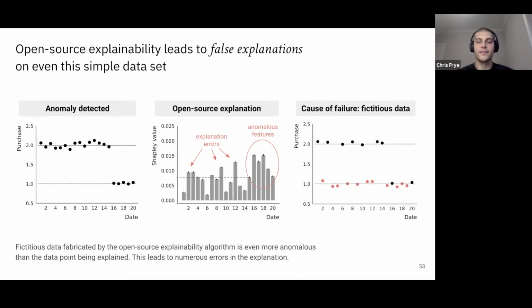And in fact, this fictitious data point is even more anomalous than the true anomalies that exist in this data set, because the spending pattern here, if you take it at face value, just flip-flops numerous times between type 1 and type 2. And as we can see back in the middle plot, this leads to a really uncontrolled open source explanation with numerous errors.